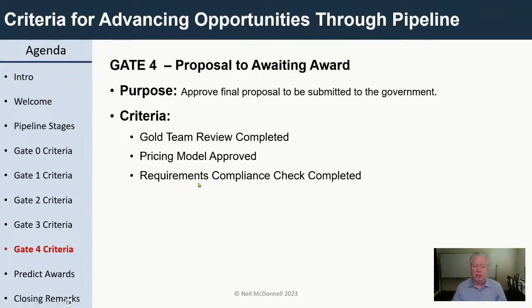And the last one here is requirements compliance check. Has that been completed? And this is really just the proposal manager and proposal team making sure that every requirement that's in the RFP is met in the proposal. If it's not, then it can't move forward to the next phase, which is literally sending it to the government. And so the idea of going through gate 4 is approving that proposal that's been written to send to the government. Sometimes that doesn't happen. In fact, you'll see when I talk about the numbers in a second, it goes forward.